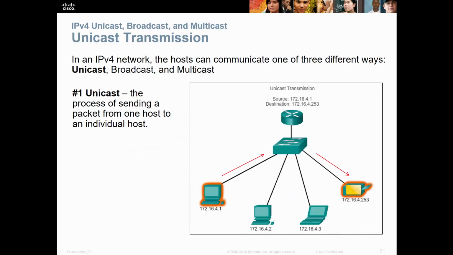So within our IPv4, we have 3 major types of transmission. We have unicast, multicast, and broadcast. Unicast is one device going to one device.